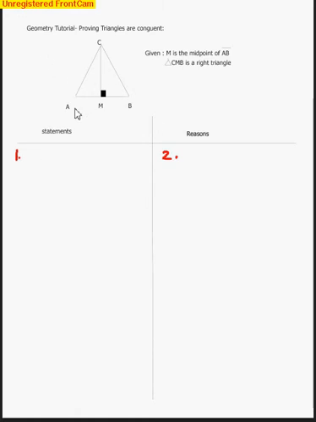We have our given, M is the midpoint of AB. Now let's think about what that means. That means that AM is equal to MB. So I'm going to start when I'm proving a triangle by marking my given information and analyzing what it means. It also tells us that CMB is a right triangle, which is drawn for us, but we'll add that.